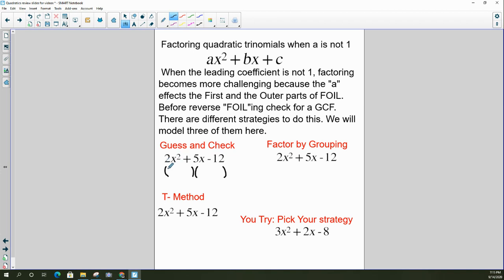So this one is still not too bad, because the only thing that can do that is 2x and x. We know that the last numbers in each parenthesis have to multiply up to negative 12. Now this is where this problem gets hard. Where does the positive go? Where does the negative go?